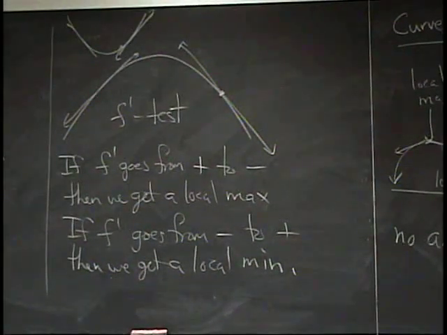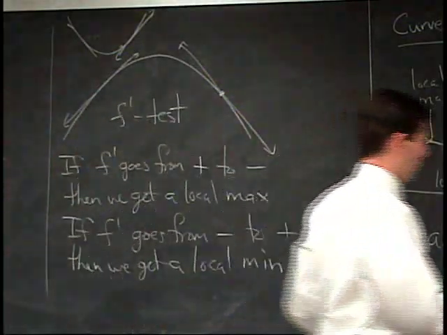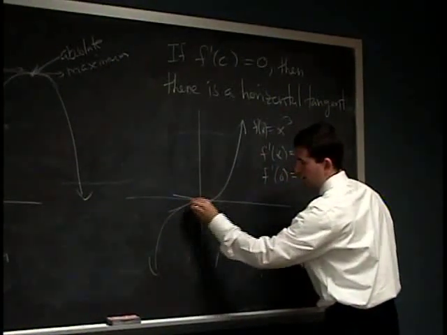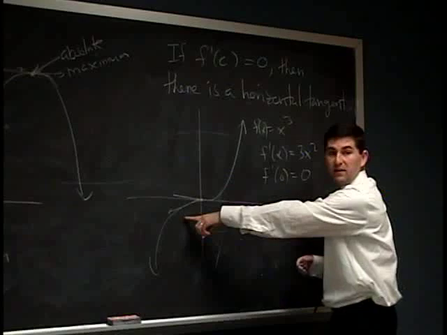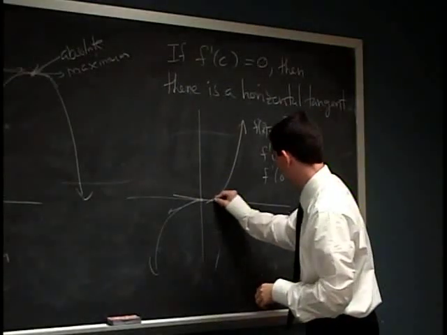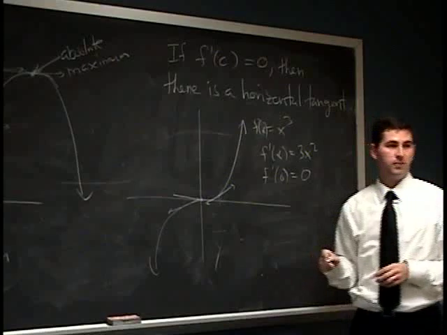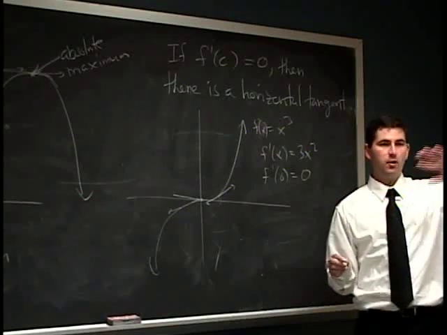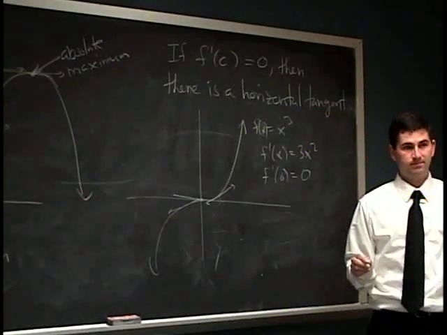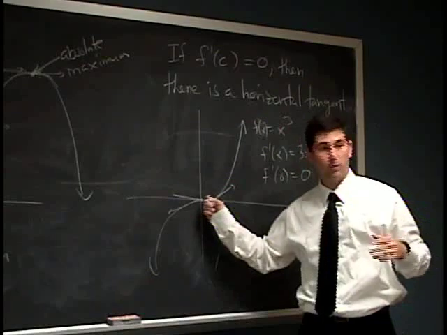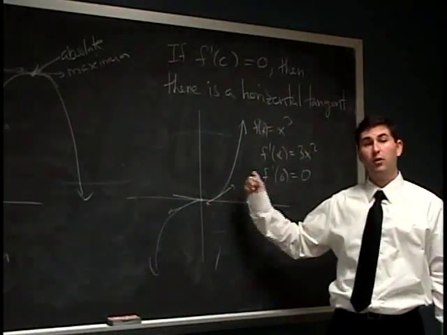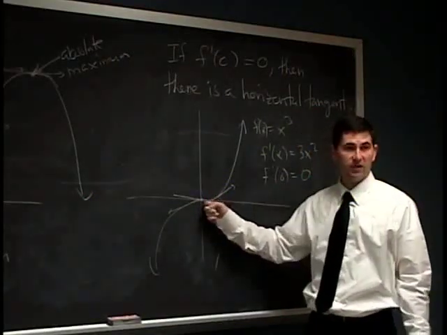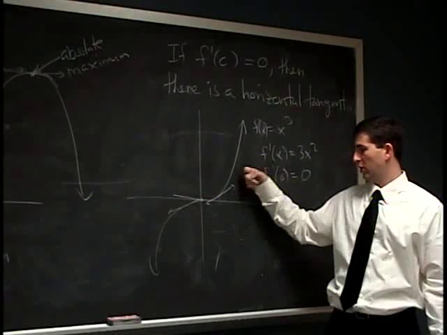Really nice. The derivative is explaining how these functions are working. And what happens with x cubed? Well, around 0, on the left the derivative is positive, and on the right it's also positive. So it's going positive to positive. It's positive, 0, positive. So you don't get a local min or a local max. Anybody know what the name for this kind of point is? It is a critical point, but there's a more specific name, where you get a zero, a horizontal tangent, but it's not changing.